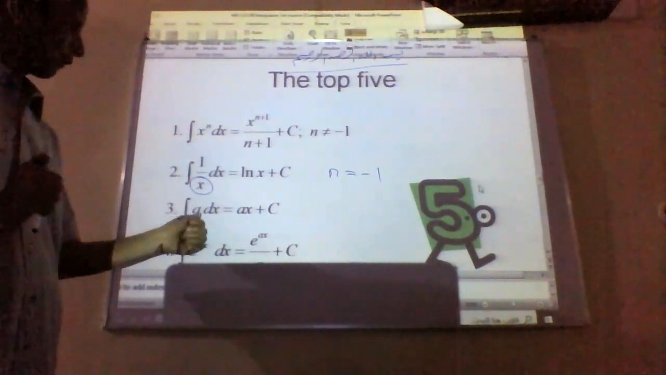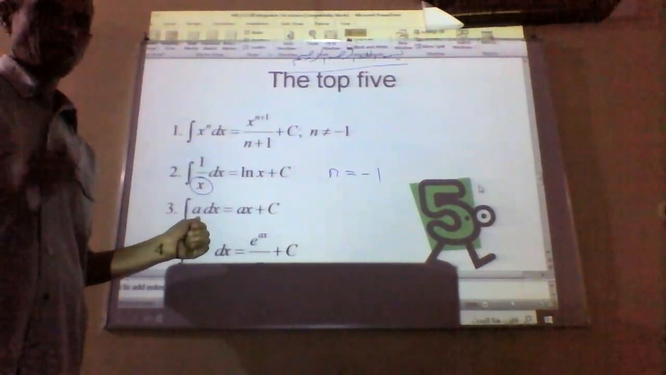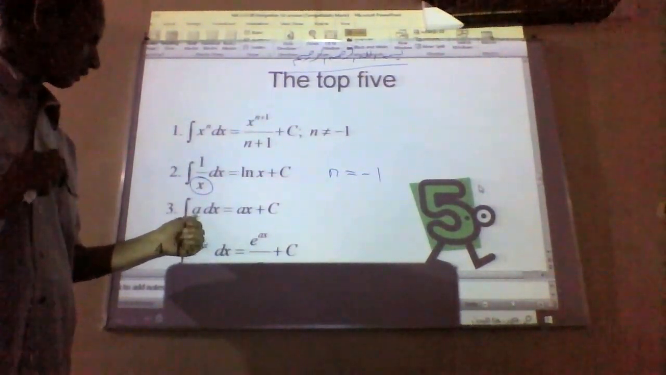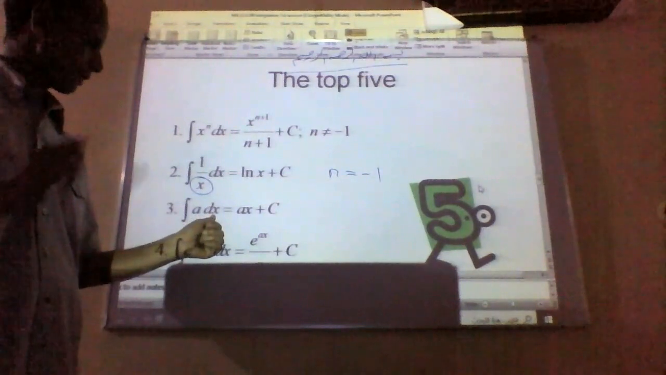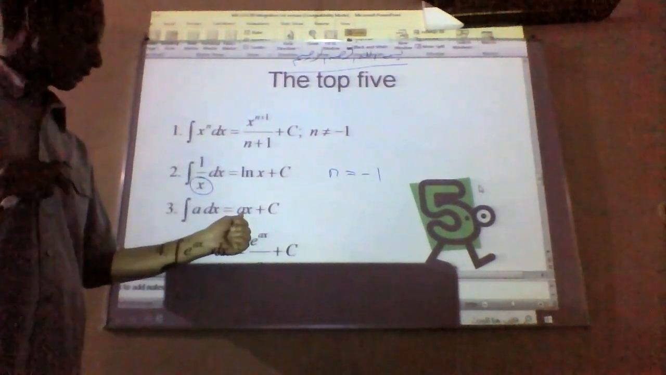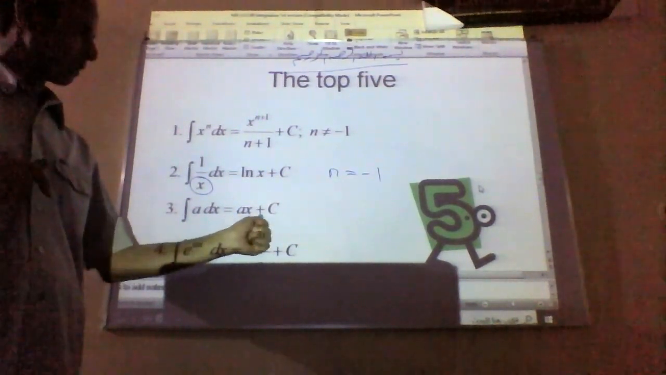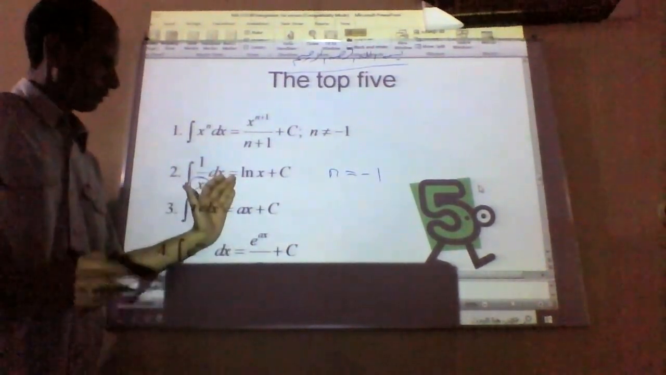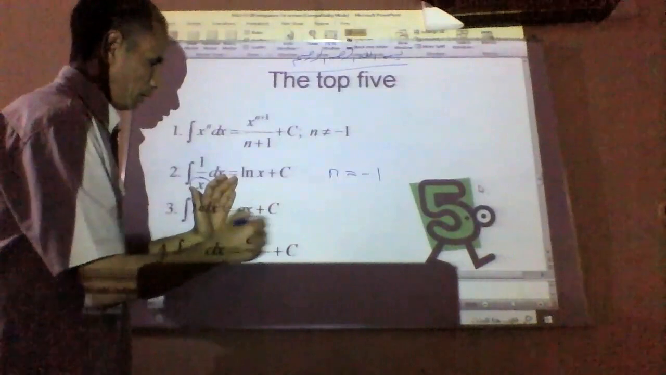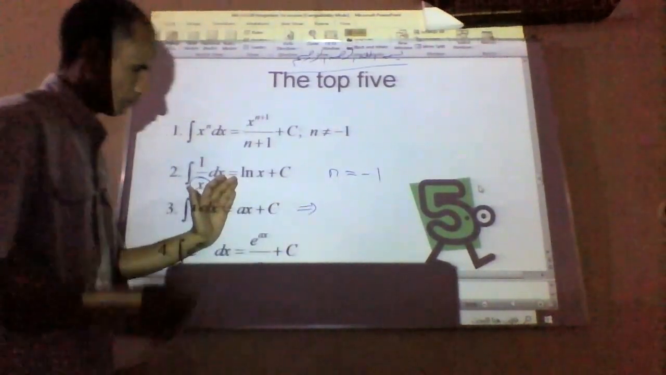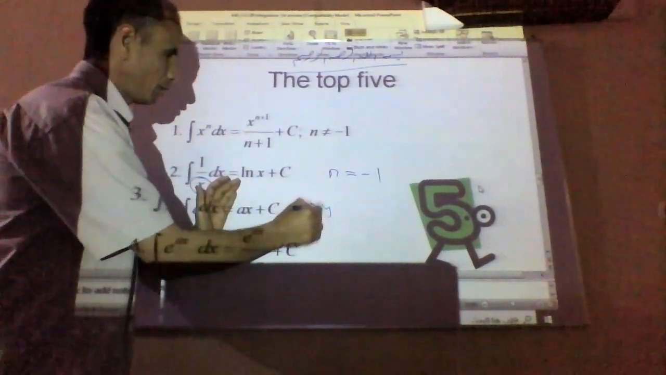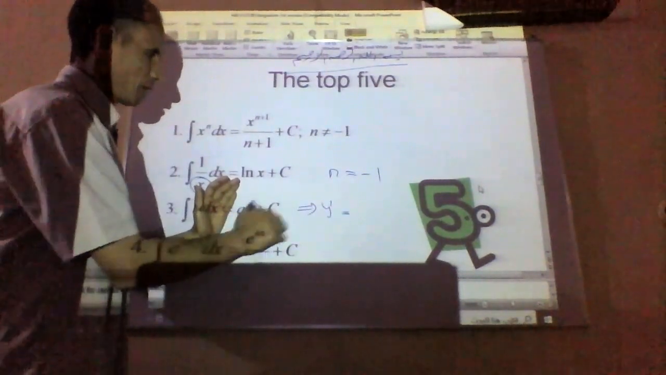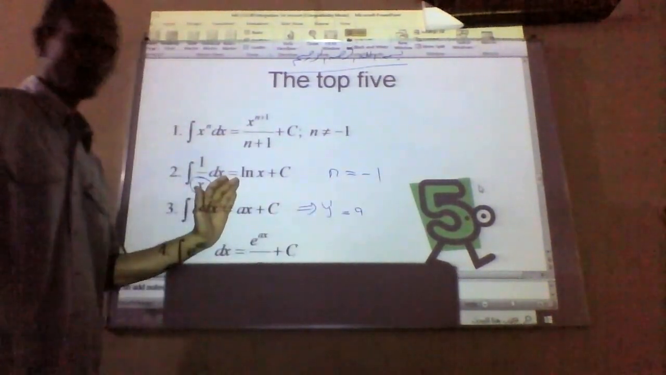Number 3, if we have a constant, our function is a constant function. So the integration of the constant function a with respect to x will be the constant itself multiplied by x plus the constant c. We can prove it easily. If we differentiate ax plus c, its first derivative will be a only.